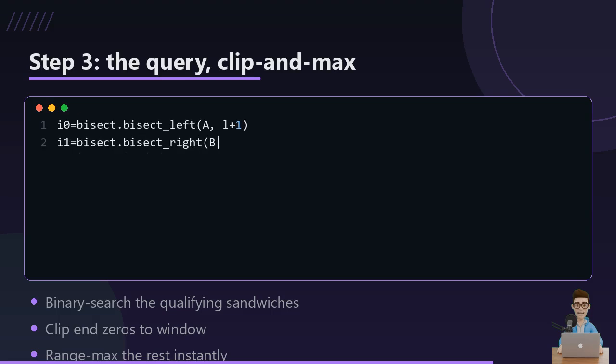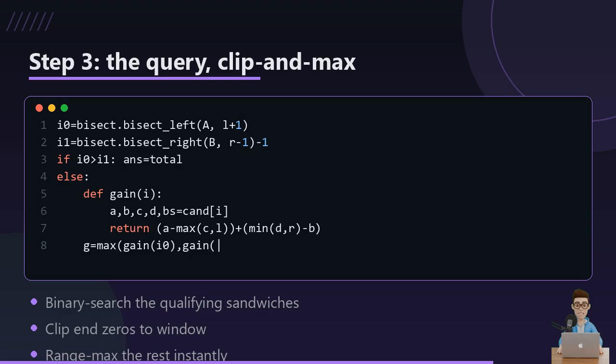Bisect on L plus 1 and R minus 1 selects candidates strictly interior. Only I0 and I1 can have a gap truncated by the window. So we recompute those two with clamps C and D. Everything strictly between is untouched and served by the sparse table. Watch the off-by-ones: L plus 1, R minus 1, and the minus 1 on bisect right.